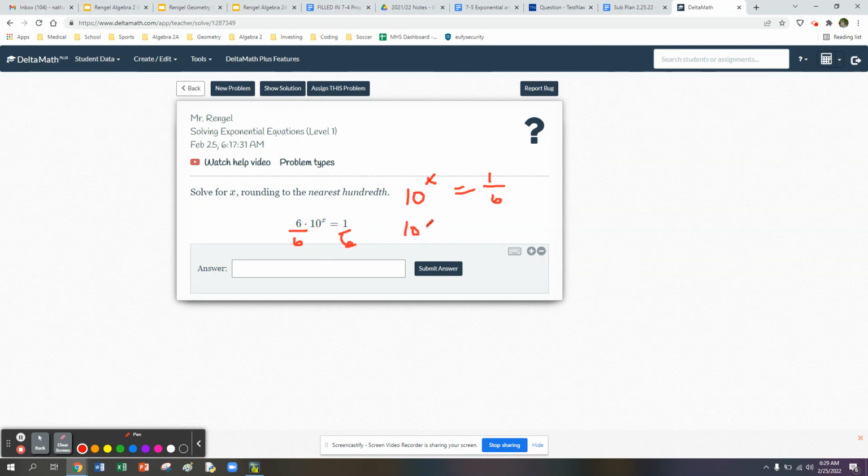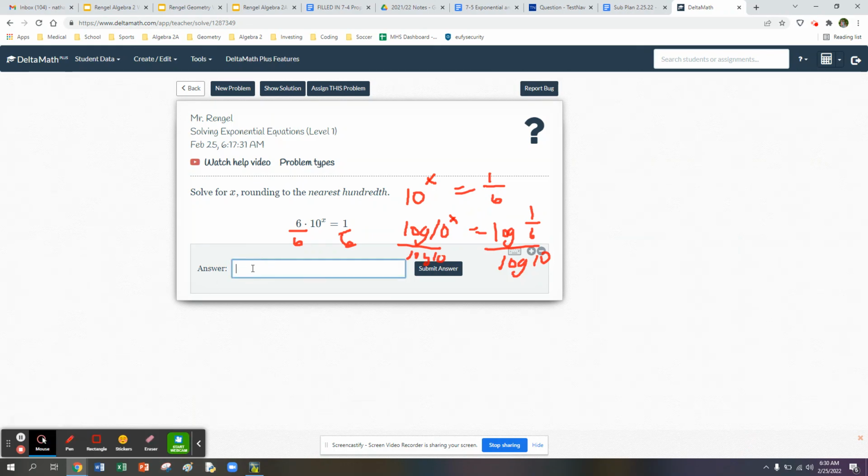Now I'd be ready to log both sides. So log of 10 to the x is going to equal the log of 1/6. And now I divide both sides by the log of 10. So I'm going to type in my calculator, I'm just going to do this on my handheld. I've got log of 1/6 divided by the log of 10. And we get our answer, which is negative 0.778.